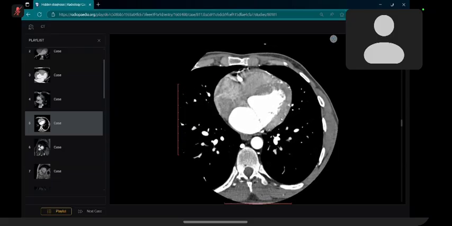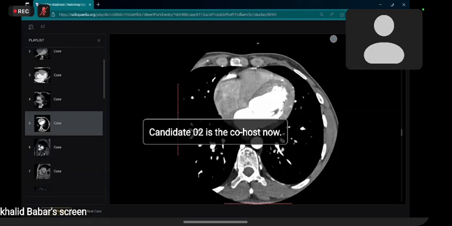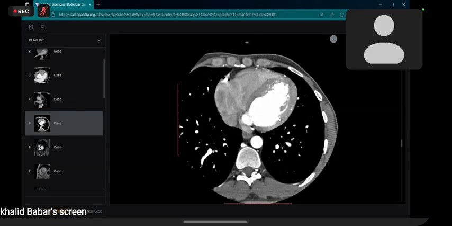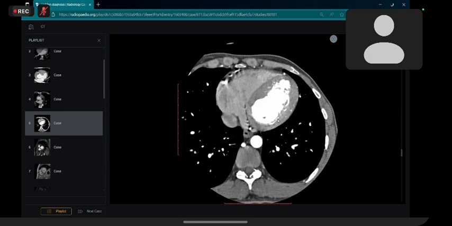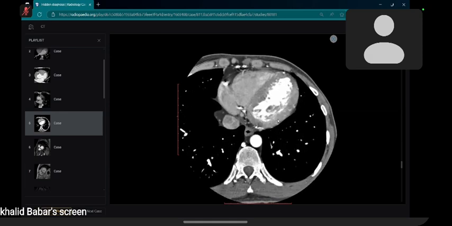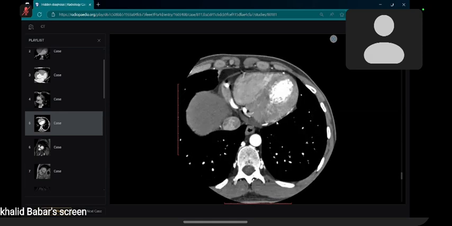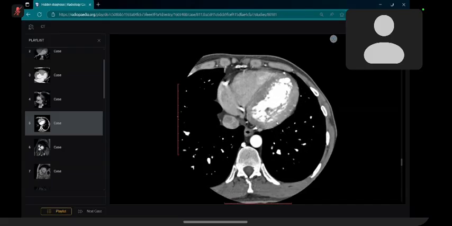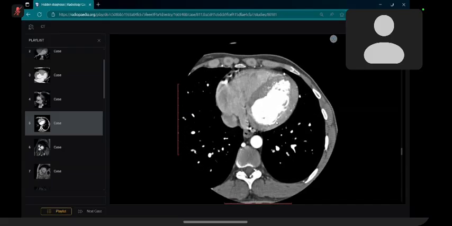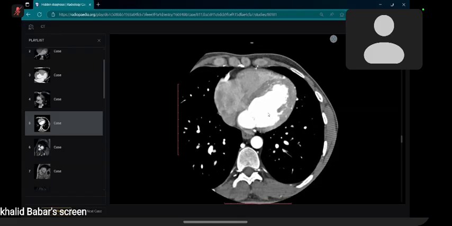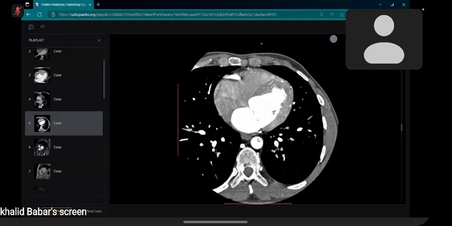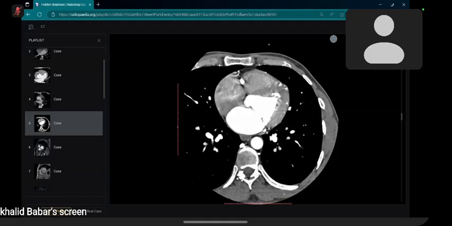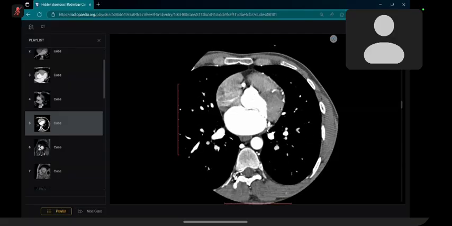So I'm going down, and I can appreciate the left atrium, the left ventricle and the right ventricle, but I could not appreciate the origin of the left coronary artery.